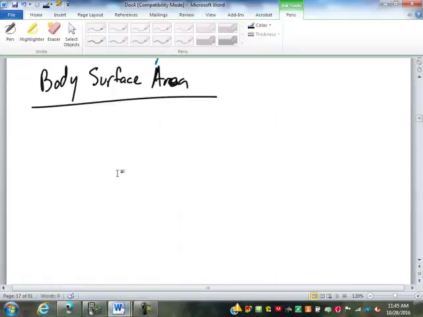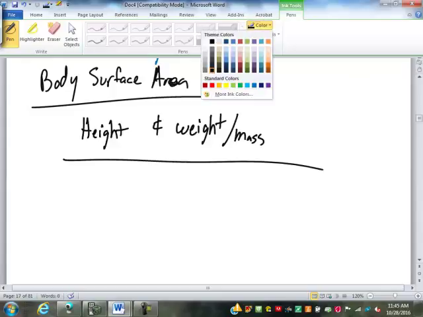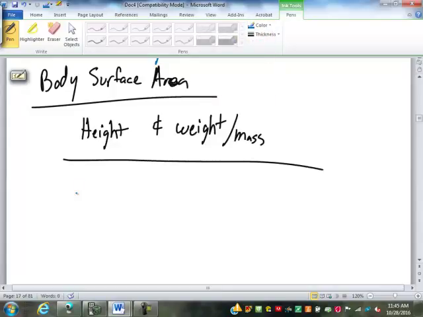So one of the methods to calculate body surface area, we need to know both the height and the weight, again, weight or mass, of the patient. Generally when we're talking about body surface area, we're usually talking about body surface area of a child. So let's say we have a patient who is 4 feet 11 inches tall and 95 pounds.